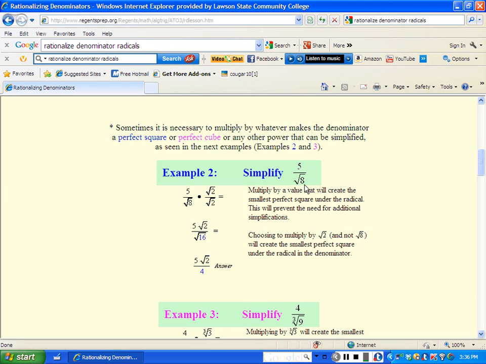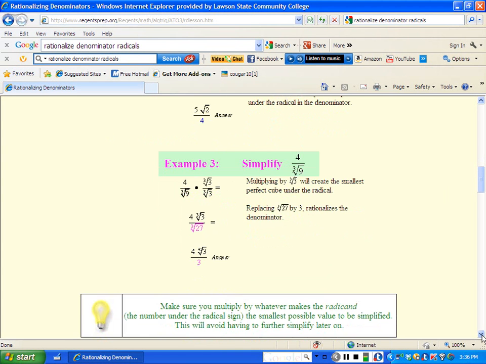Now, most students say, oh, just multiply by the square root of 8, and that's okay. But notice that if you just multiply times the square root of 2, then you also get a perfect square. You get the lowest perfect square, which is actually better, so we don't have to simplify as much. So we have square root of 8 times the square root of 2, which gives us the square root of 16, which gives us 4. Voila. The radical is out of the denominator. Exactly what we wanted.